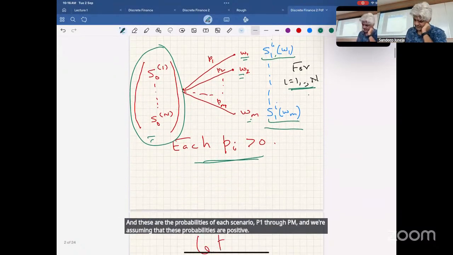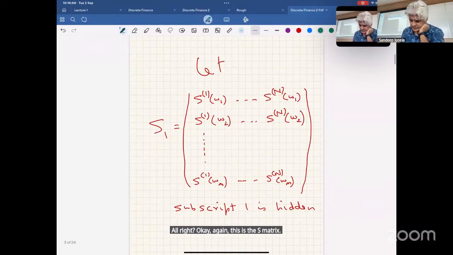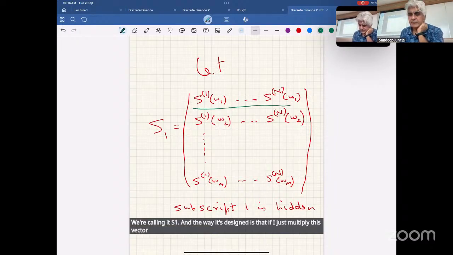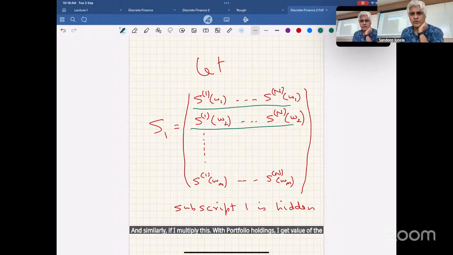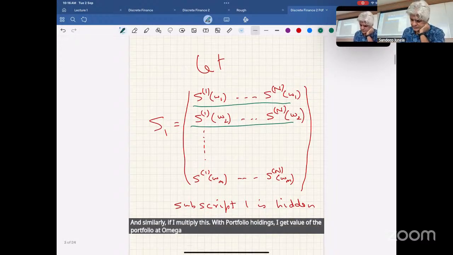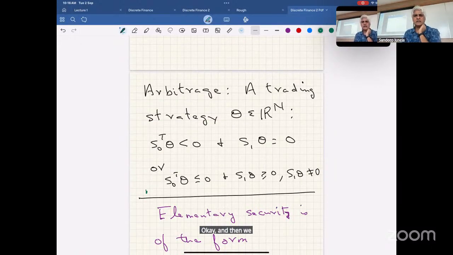All right. Again, this is the S matrix. We're calling it S1. The way it's designed is that if I multiply this vector with portfolio holdings in each of these n securities, then I get the value of the portfolio in scenario omega 1. Similarly, if I multiply this with portfolio holdings, I get the value of the portfolio at omega 2, and so on and so forth. Okay, and then we define arbitrage.